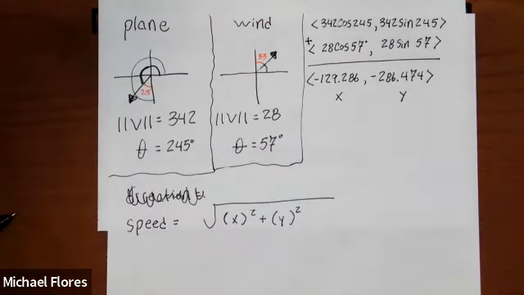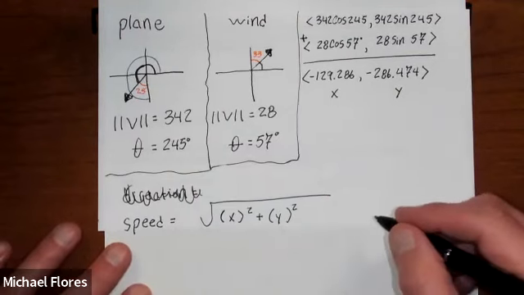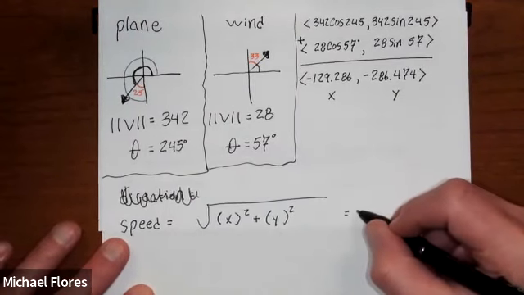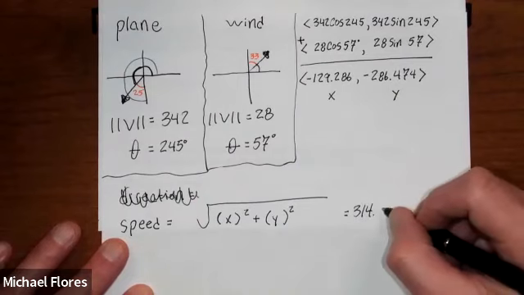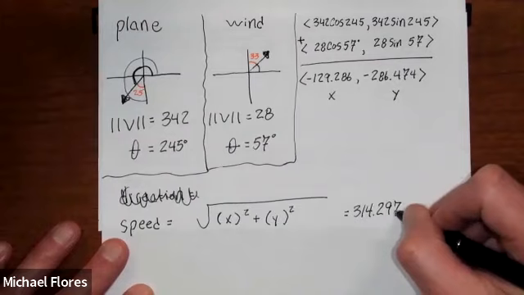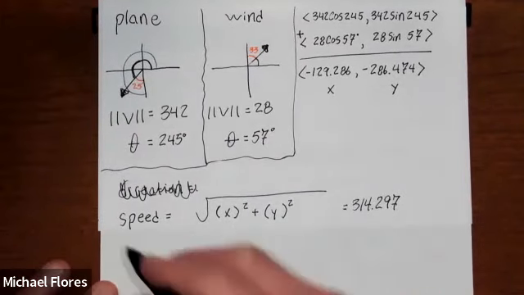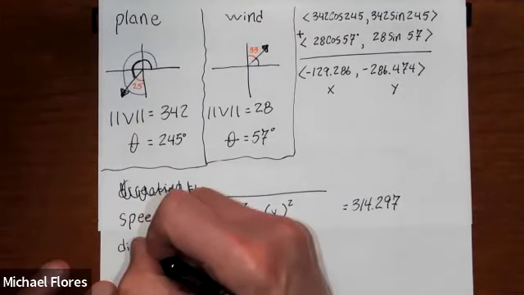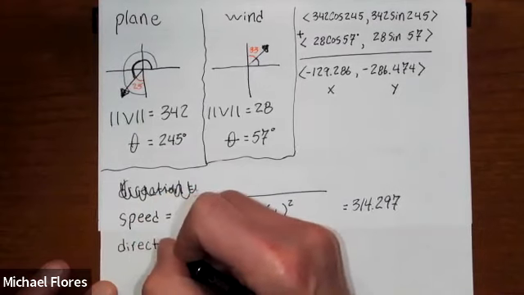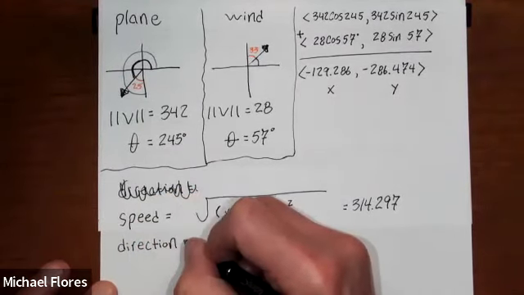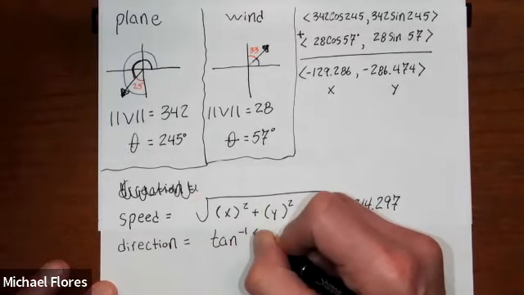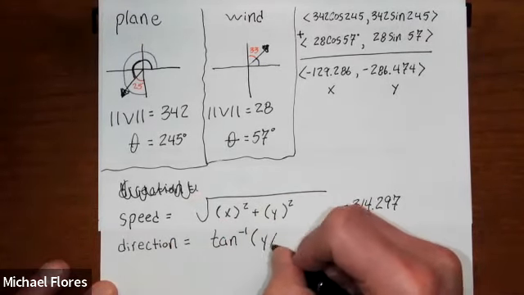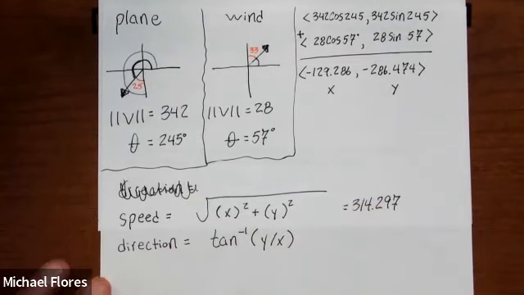You're following along with me. Did you get 314.297? Good. That's our speed. And for direction, we're going to use inverse tangent, second tangent in your calculator, and then y divided by x.